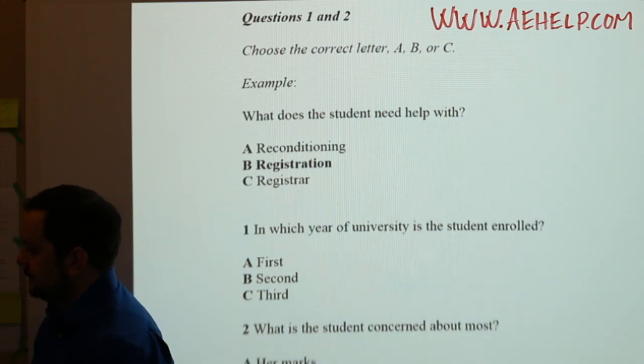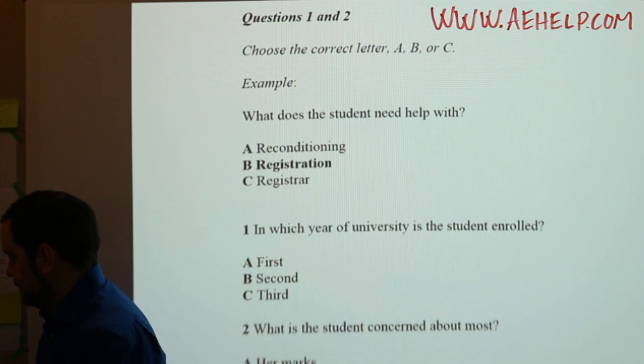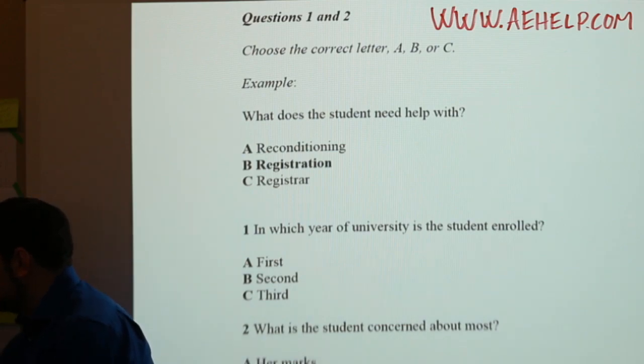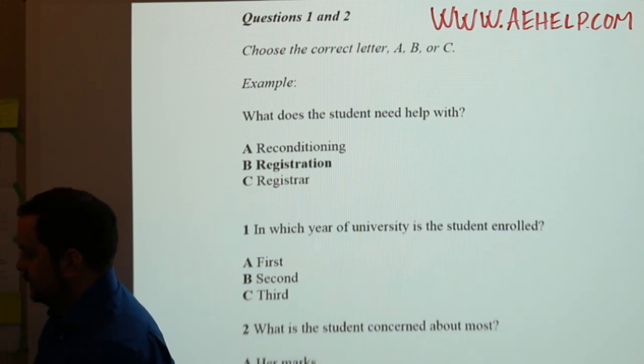The student says she has concerns about registration, so B has been indicated for you. Now we shall begin. You should answer the questions as you listen, because you will not hear the recording a second time. Listen carefully and answer questions 1 to 5.